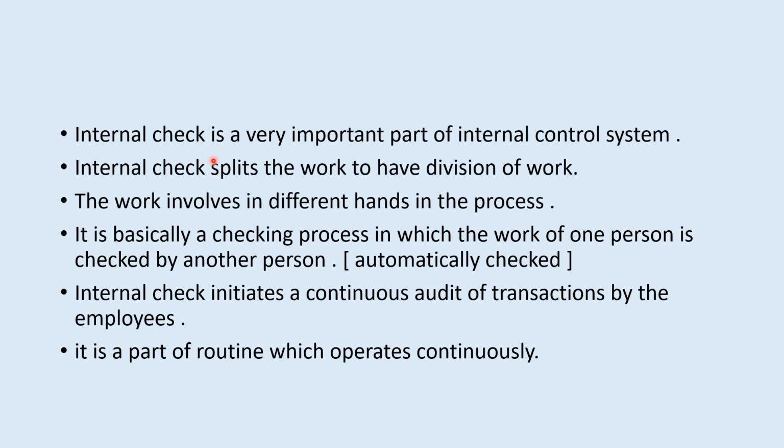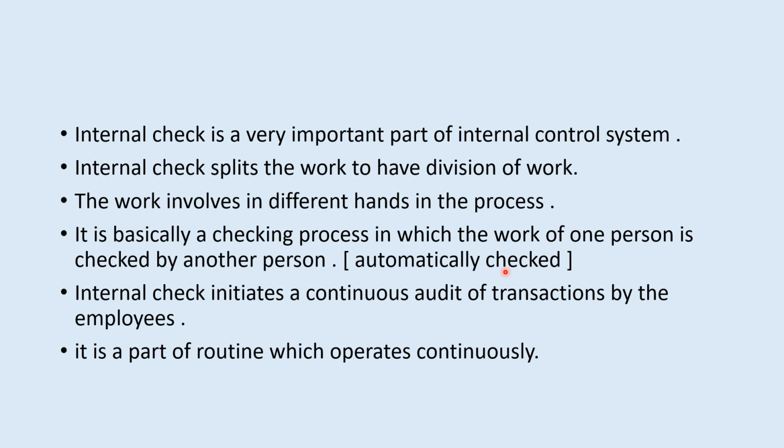Check means verification or a check on the system, right? So internal check basically is a checking process. We check each and every department in our organization. It is a method of check in which the work of one person is checked by another person. So for one work, you will be appointing more than one person. One person will be doing the work and the other person will automatically be checking the work of the previous person. So this is called automatic checking, because one man will be doing his part of work and the other man will be checking the previous one's part of work.